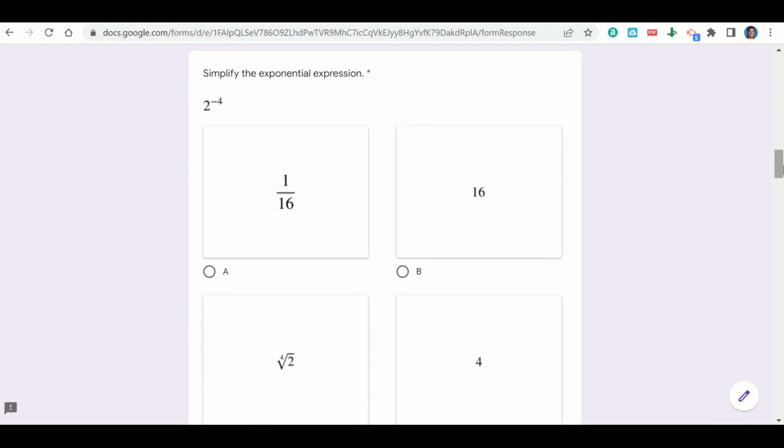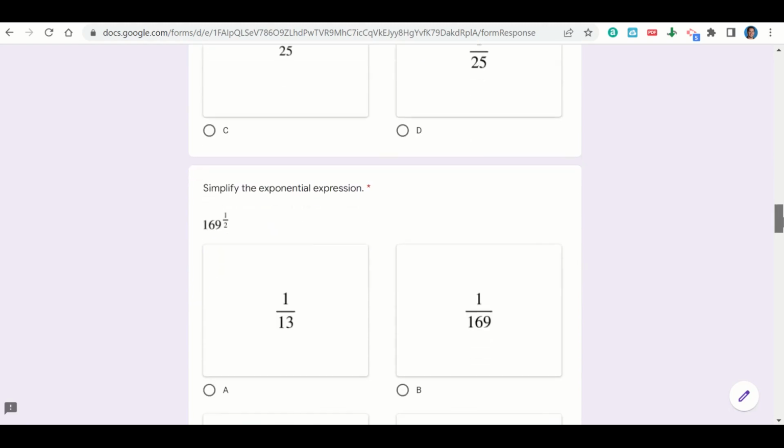It says 2 to the negative fourth power. Well, remember, whenever it's negative, we're going to flip it and make it 1 over 2 to the positive fourth power. So that's 1 over 2 times 2 times 2 times 2. Well, 2 times 2 is 4, times 2 is 8, times 2 again is 16. So it should be 1 over 16.